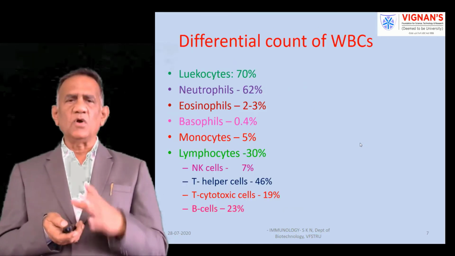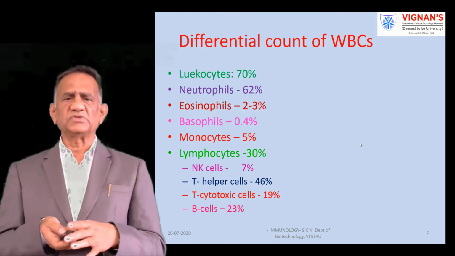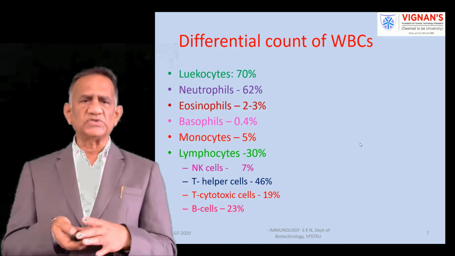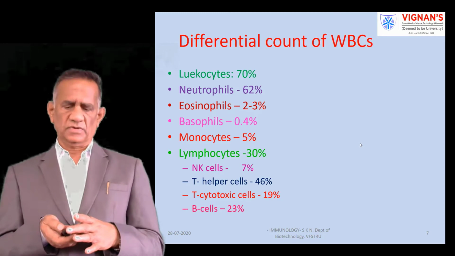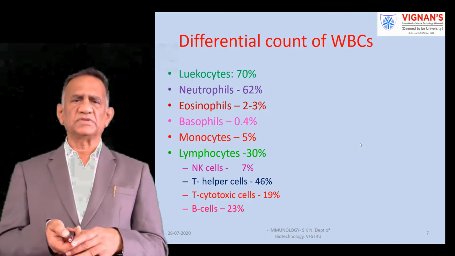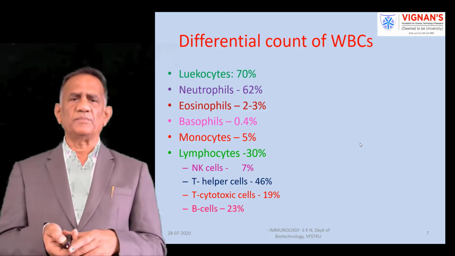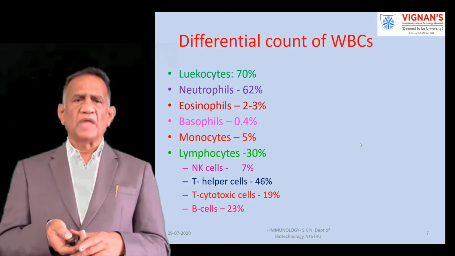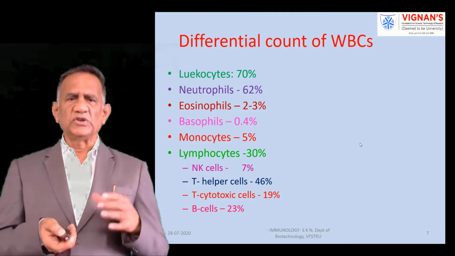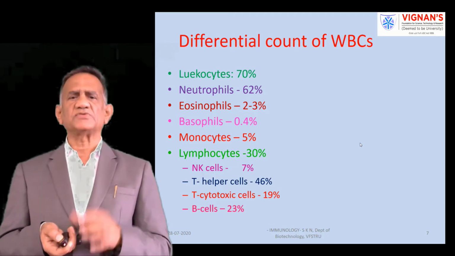Now, WBC is not only one type of cell; there are nearly 6 to 7 types of cells that we are seeing now. They are basically classified into leukocytes and lymphocytes. Leukocytes are 70% of the total population of WBCs. This is almost fixed, and lymphocytes are around 30% of the total population of WBCs. Of this 70%, neutrophils constitute 62%, eosinophils 2.3%, basophils 0.4%, and monocytes 5%.